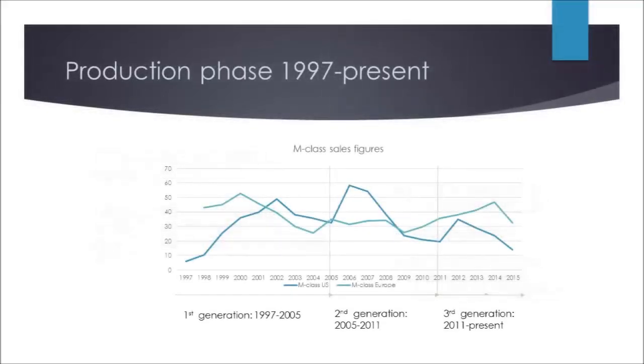Mercedes-Benz has developed 3 generations of the M-Class between 1997 and 2015. While the total sales volume was relatively stable both in Europe and in the US, the second generation was especially popular in the US. Currently, the M-Class has been replaced with the GL series.